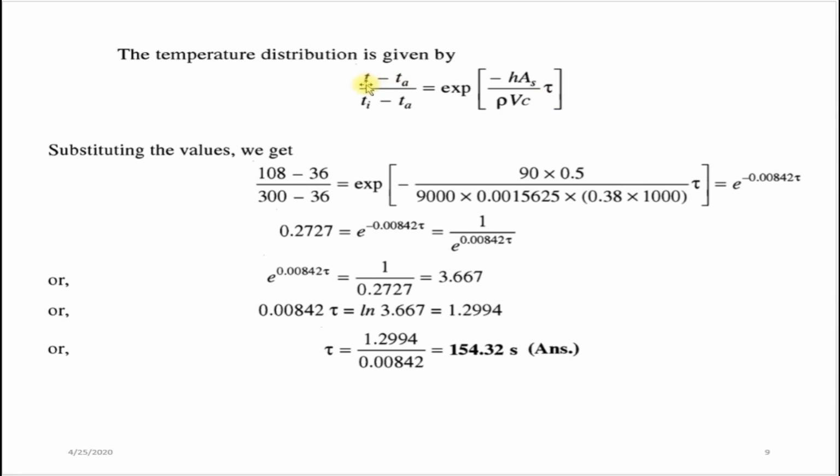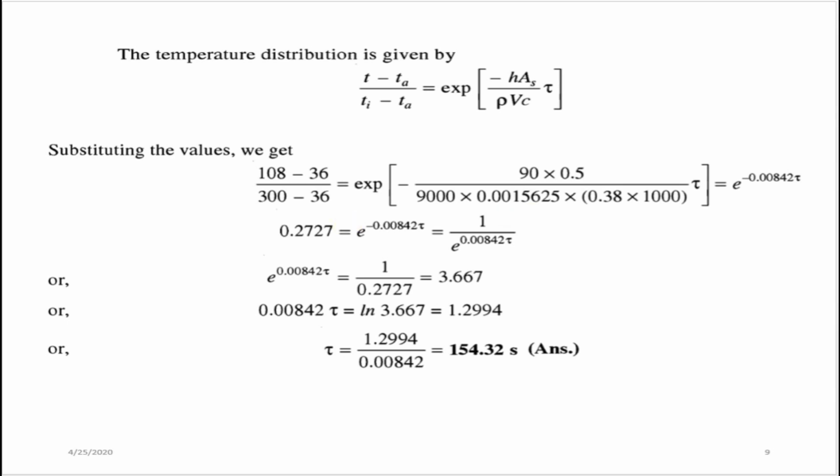Temperature T is given after some interval of time, that is 108. Then the ambient temperature is given as 36. Then the initial temperature is given as 300 and Ta, the ambient, is 36. Exponential of the H value is given, the surface area 0.5, into tau, which is unknown, divided by rho, V and C, which are given.